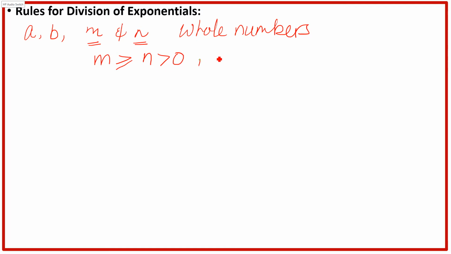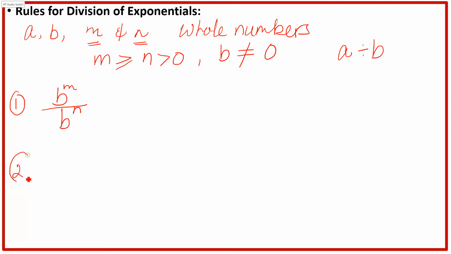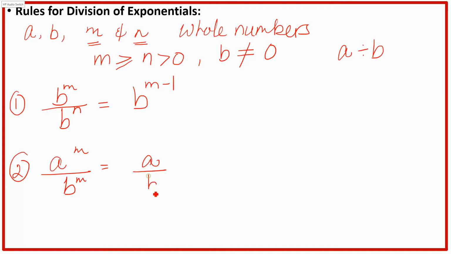right? And also B is not equal to 0. Then A divided by B we can define in two ways. First is B^M divided by B^N, right? And the second is A^M divided by B^M. So this we can write as B^(M-N), and this we can write as (A/B)^M. So you can say these are the two rules or the two theorems related to division of exponentials.